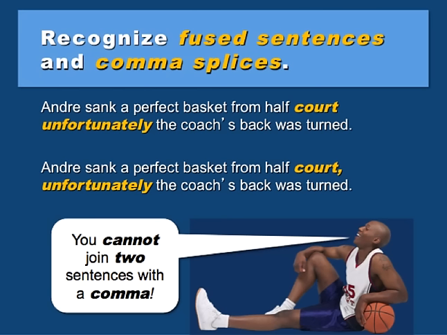So next is run-on sentences or fused sentences, comma splices. This is when you have too much in a sentence. Let's look at an example. The first one here is a fused sentence. Andre sank a perfect basket from half court. Unfortunately, the coach's back was turned. So we've just mushed two simple sentences together. It's too much. We have no punctuation. That's a run-on. Or, Andre sank a perfect basket from half court, comma. Unfortunately, the coach's back was turned.